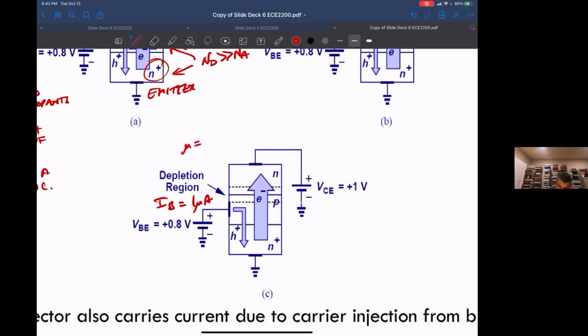Micro is 1 times 10 to the minus 6. Okay, 1 microamp going in there. So you've got a situation where you have a small current going in here, and you might be generating a current of 100 microamps at the collector.